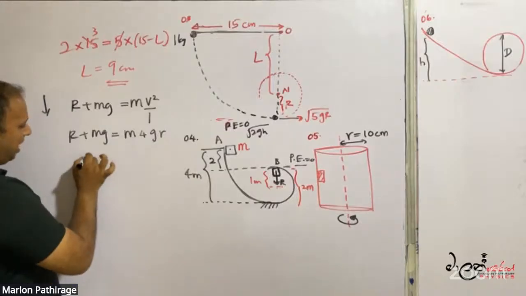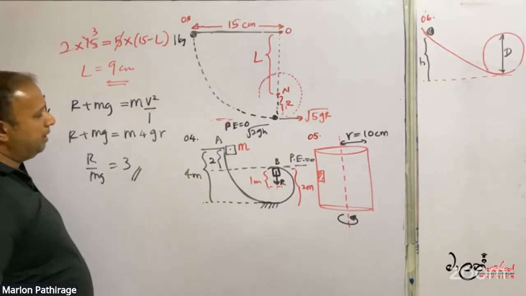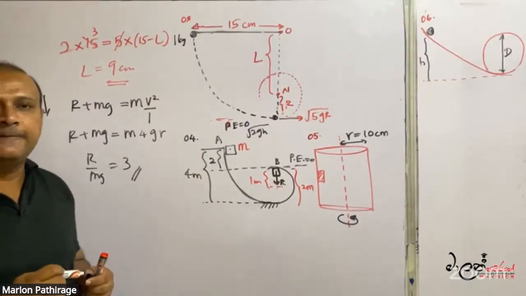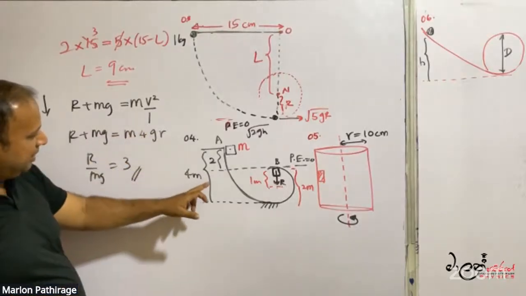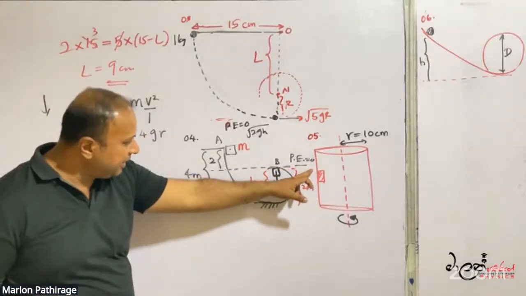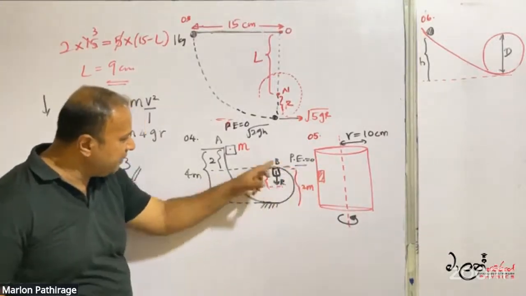Therefore, R over mg is equal to 3. Is that clear? Okay. I have taken the potential energy zero level at this position.